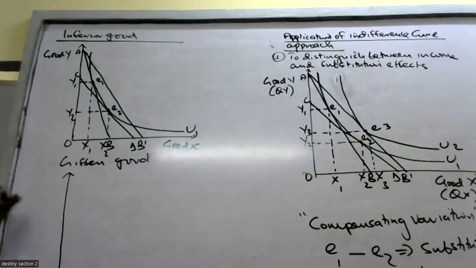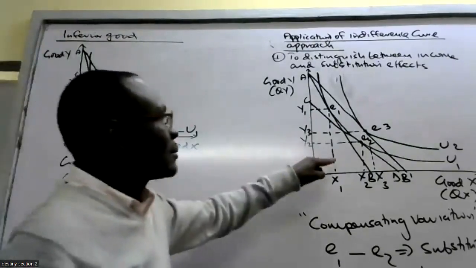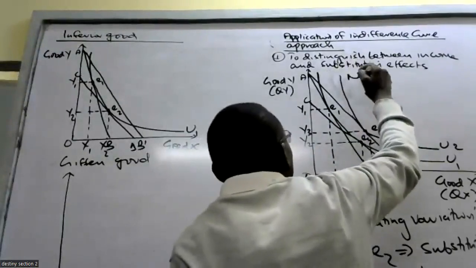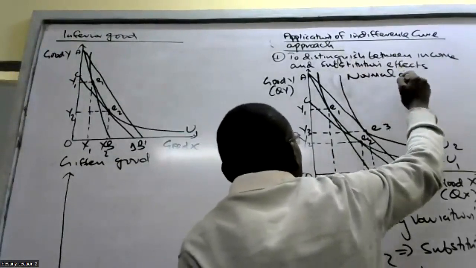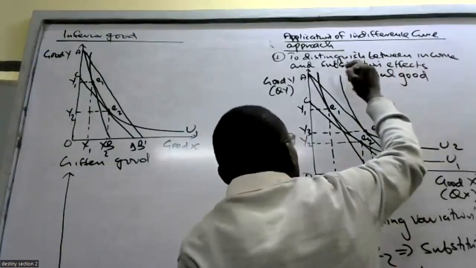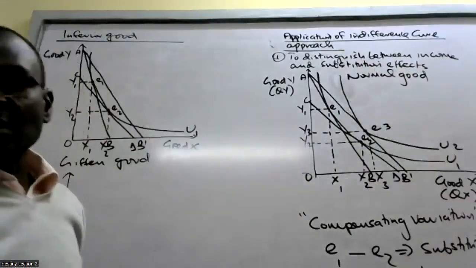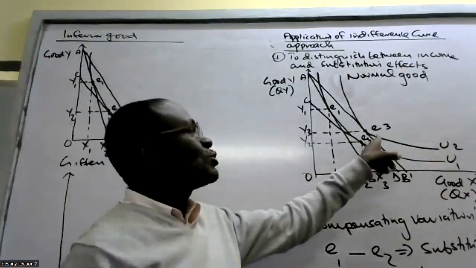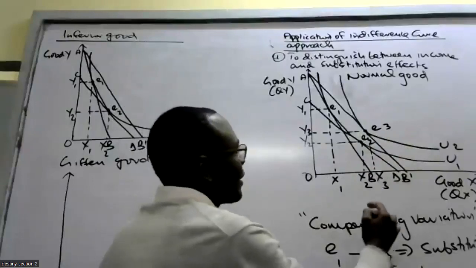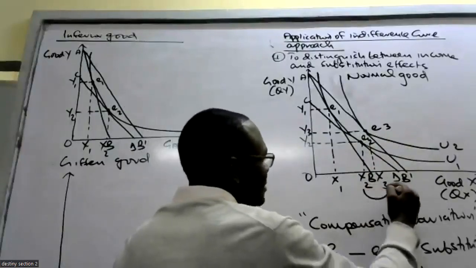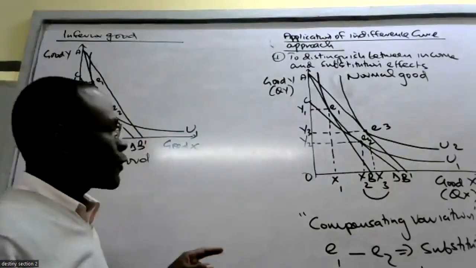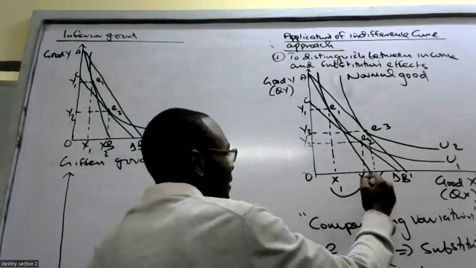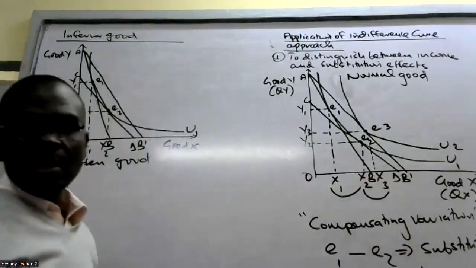Now, I want to show you this one, the one we drew first. This one was for a normal good. What is the difference? The difference is in the income effect. The income effect is E2 to E3. Now look, for the income effect, more of X is being consumed. So you move from X1 to X2. X1 to X2 is substitution. X2 to X3 is the income effect.